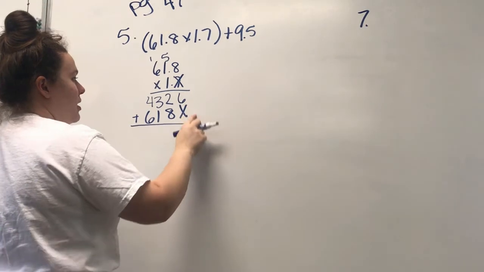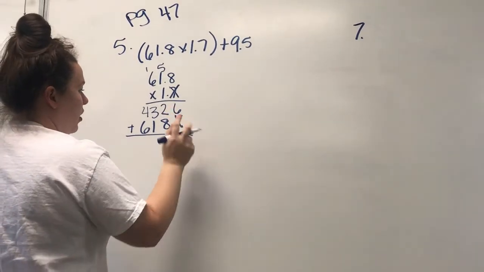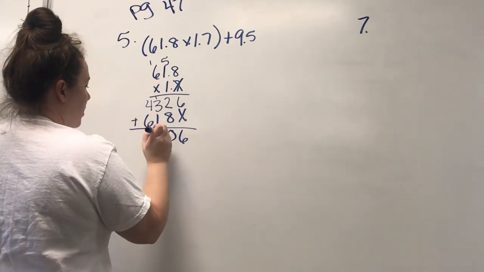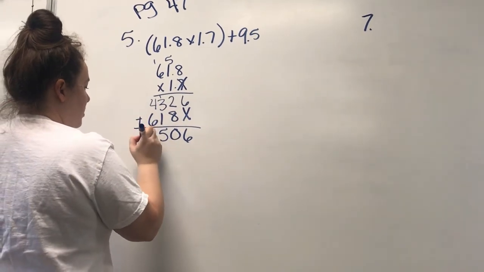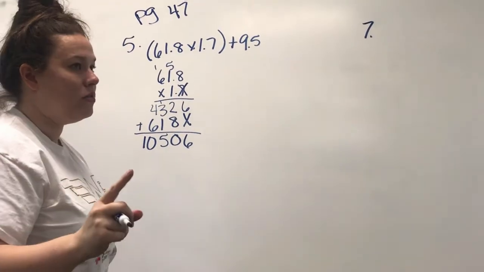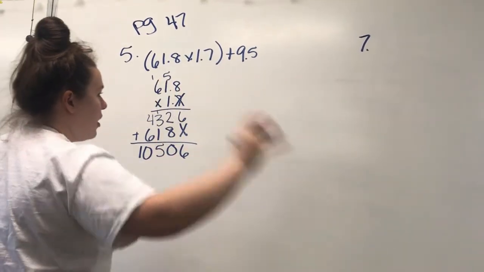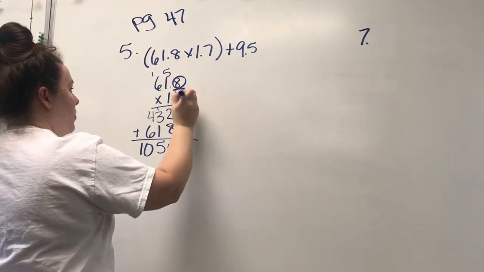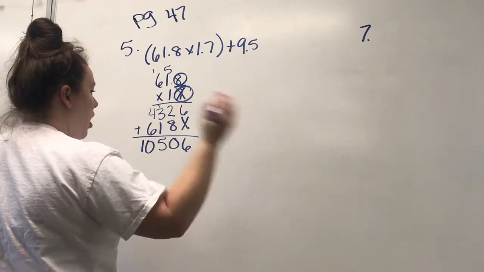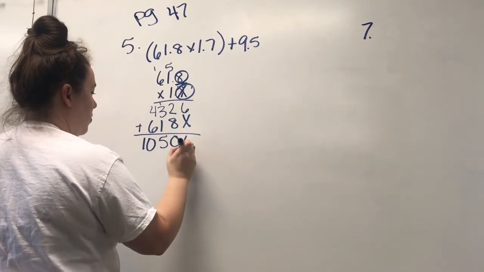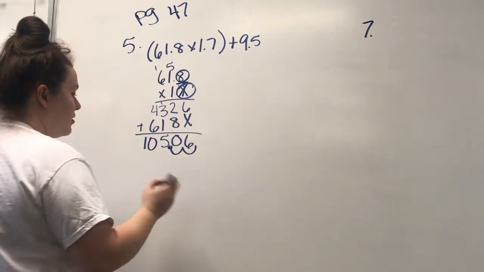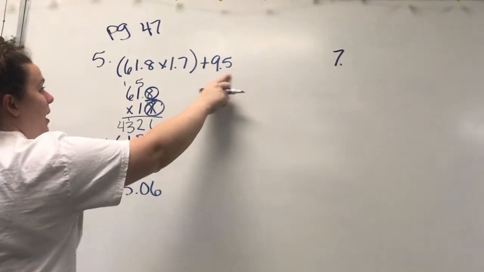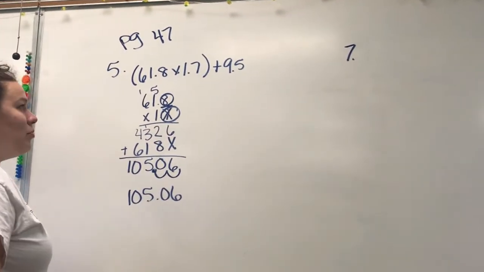Did I put any decimals in this? Absolutely not. Okay? 0 plus nothing, 6. 2 plus 8. 1 plus 3 plus 1. 4 plus 6, 10. Okay, now we have to count our decimals. How many numbers were to the right of the decimals in our original problem? There was this one, and there was this one. So that's 2. Always start on the end of the number. 1, 2. My answer I got was 105.06.